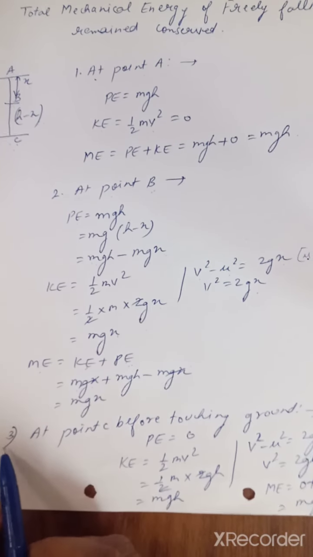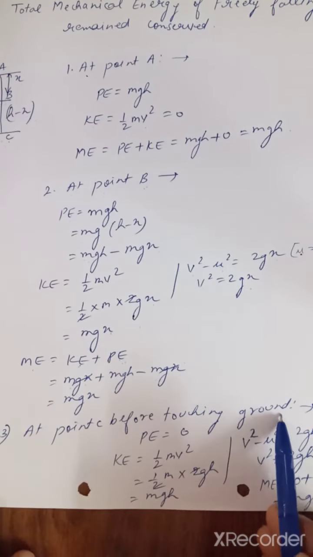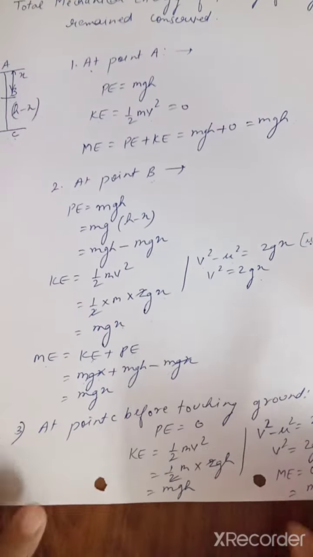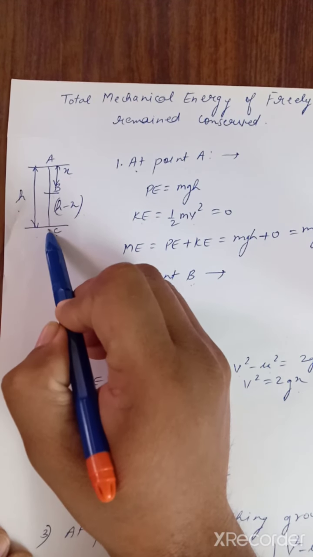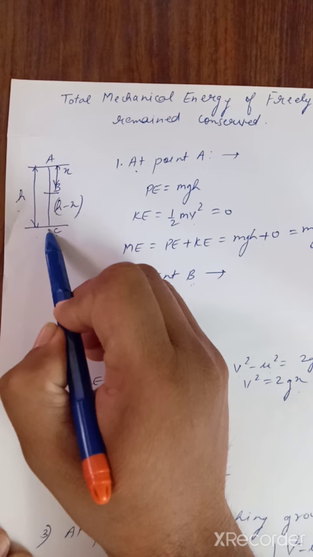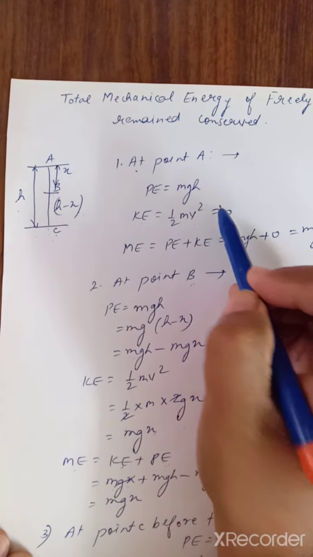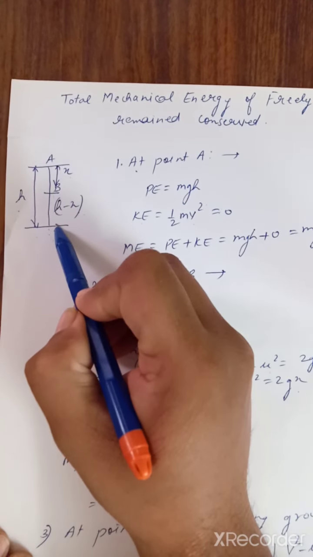Okay, now third, at the point C before touching the ground. Now why have we written this before touching the ground? If you see the object, when it reaches the ground, again its kinetic energy will be 0 and potential energy will be there, so this case will become point A. So we are calculating here before touching the ground.